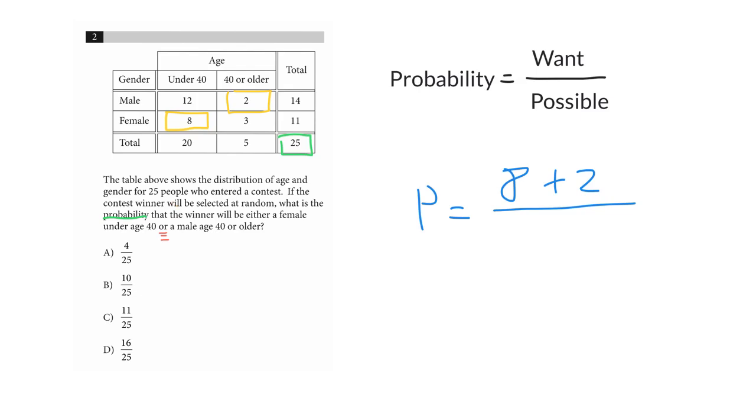So there's 25 possible choices, and these are the choices that have to do with what we're honing in on, which happens to be females under age 40 and males age 40 or older. So we will put the possible underneath like that. And then, of course, that becomes 10 over 25. Now, there might be a temptation to reduce this, but I actually see 10 over 25 right here.